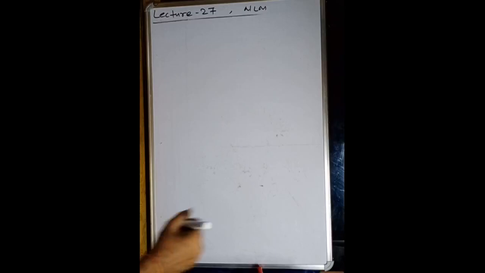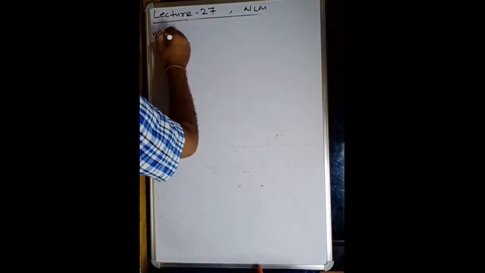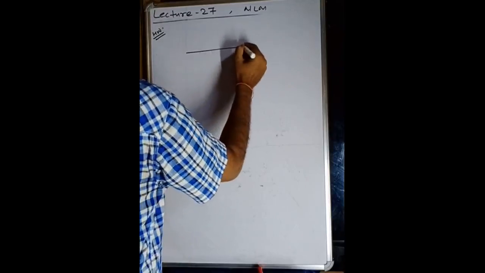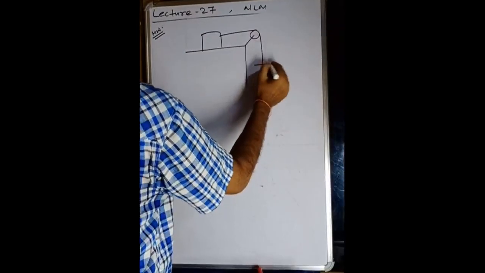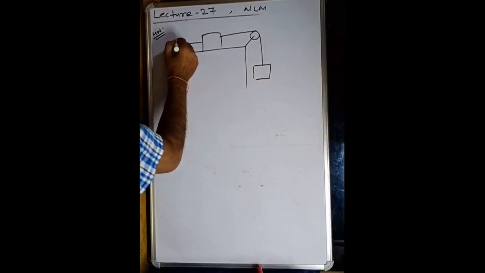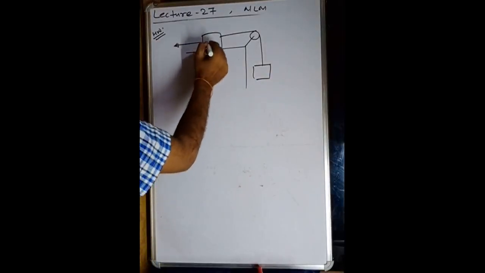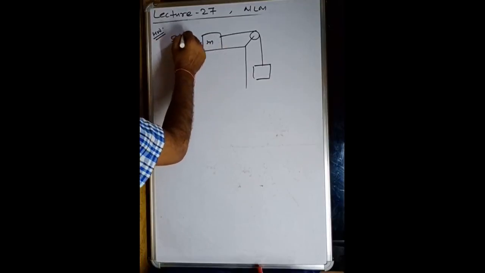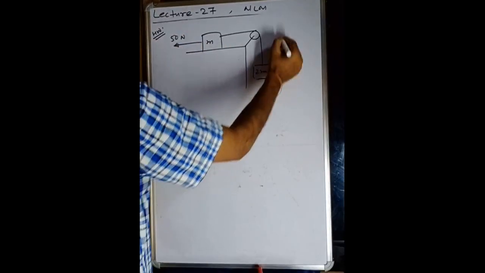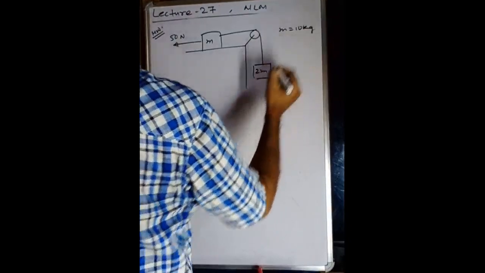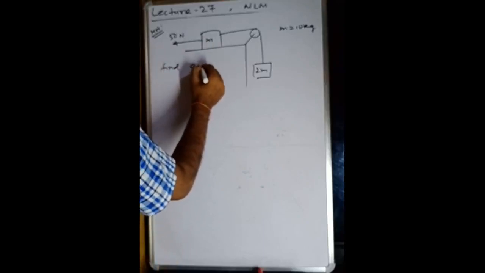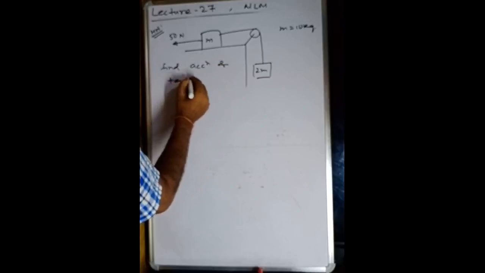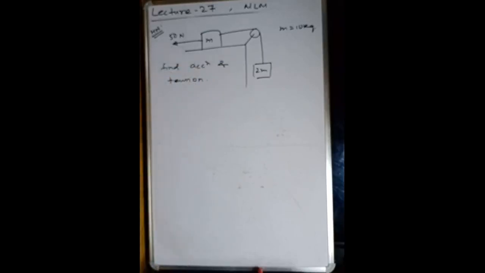Now, okay, one homework I am giving you. This is a block, simple homework. Pulley, another block. Here the force I am applying is 50 Newton. Here the mass is M, and here the mass is twice M. M is 10 kg. You have to find the acceleration and tension. Okay, you have to find the tension in this string and the acceleration of this system.